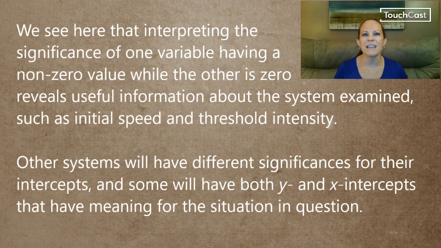So we saw in these last couple of examples that interpreting the significance of one variable having a non-zero value while the other variable has a value of 0 reveals useful information about the system examined. In these two cases, we had the initial speed of the car and the threshold intensity of the photoelectric tube. Other systems will have different significances for their intercepts, and some will have both y and x intercepts that have meaning for the situation in question.